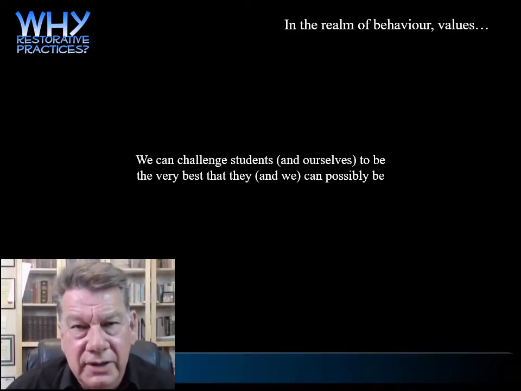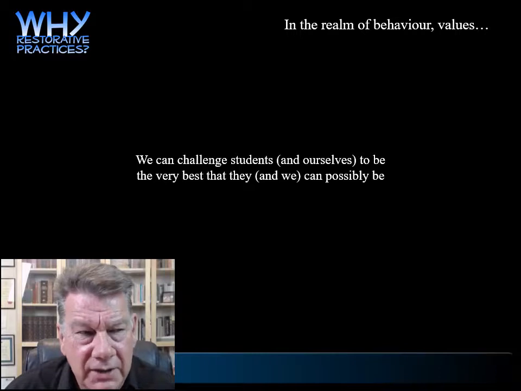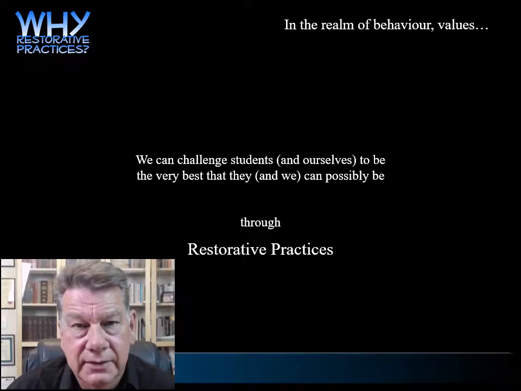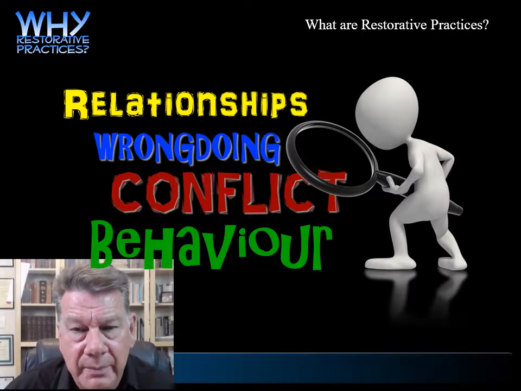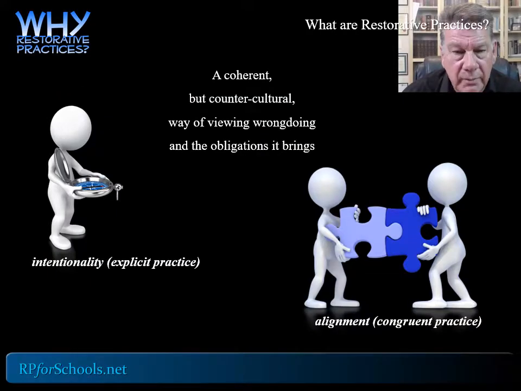So we've looked at some of the neuroscience and some of the psychology of adolescents in particular, the students that we teach. We can challenge students to be the best possible versions of themselves through restorative practices. RP is a way of looking at wrongdoing and conflict, relationships and behaviour in schools that is coherent but countercultural. And it's a way of looking at the obligation that wrongdoing and conflict brings and how to deal with it.